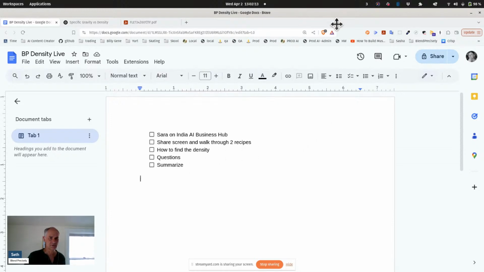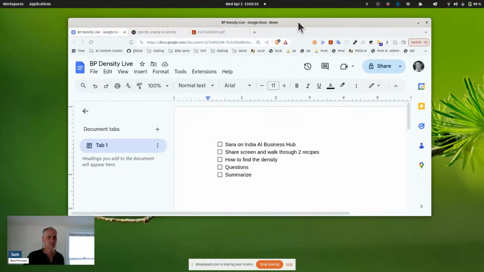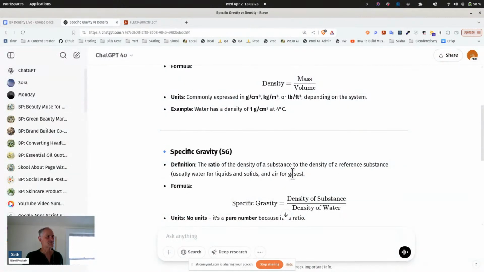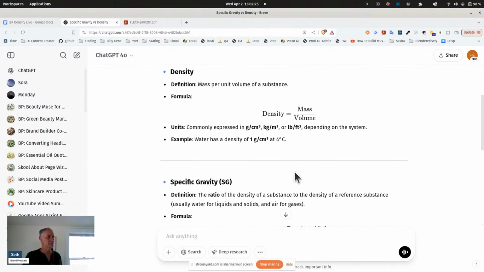Okay, let's make sure you can see my screen. All right, great. First of all, let's just have a baseline. I asked ChatGPT a basic question: what is density? It's the mass divided by volume of something, which is kind of what we have with our inventory items for all of our essential oils, carrier oils, whatever we have. Everything has this physical property.